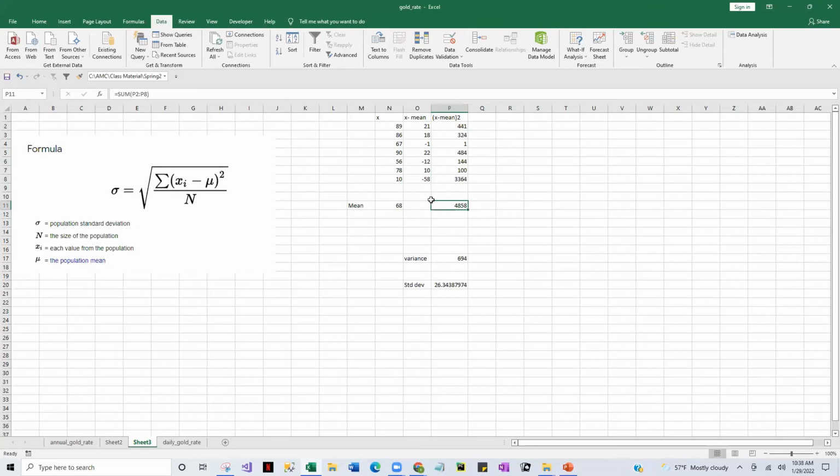Oh, sorry, this is not the variance yet. I need to find the sum of this. And then I divide that sum by the count. So this is the number we got, the sum, right? You need to divide that by the count of the numbers. How many count? You have 7. So variance is the sum of everything by the count. So it is going to be like this.